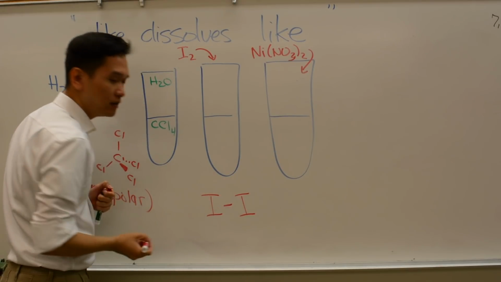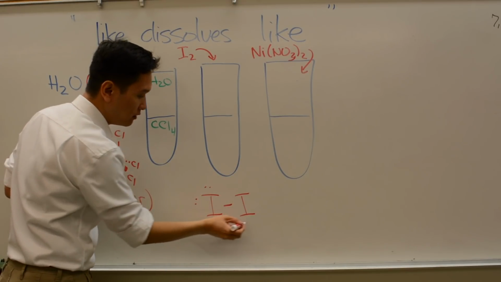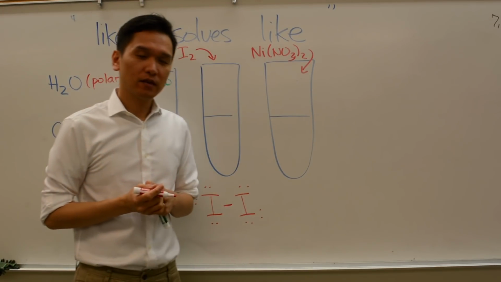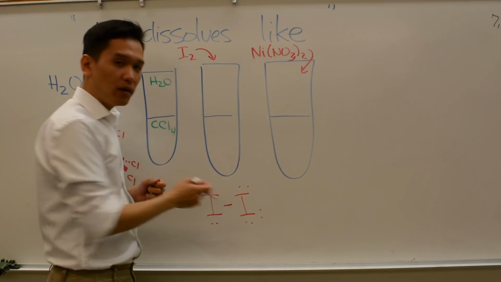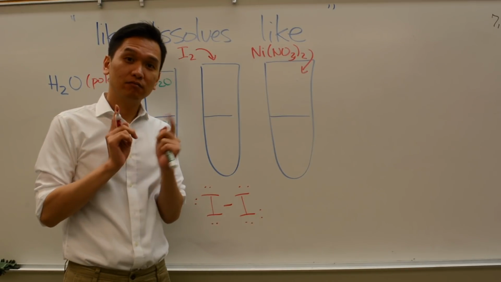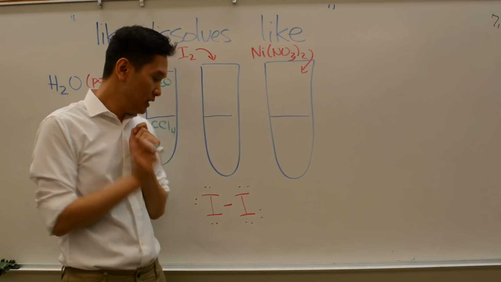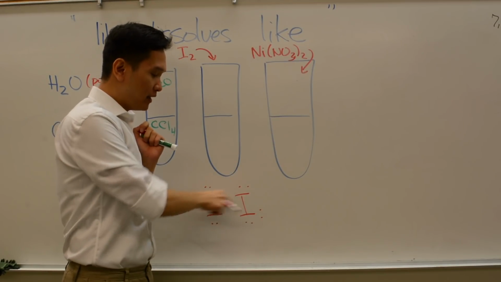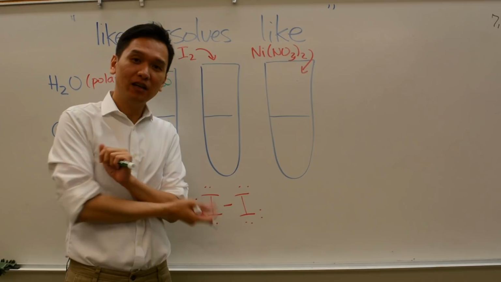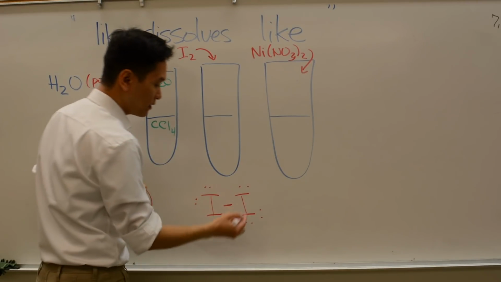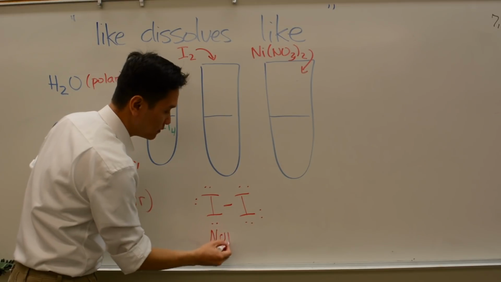I2 will have a Lewis structure like this. Right? Is this a polar bond or a non-polar bond? They're identical to each other, the atoms, right? So that's going to be a non-polar bond. So if this is a non-polar bond and there's only 2 atoms involved here, will this molecule be polar or non-polar? It will be non-polar.